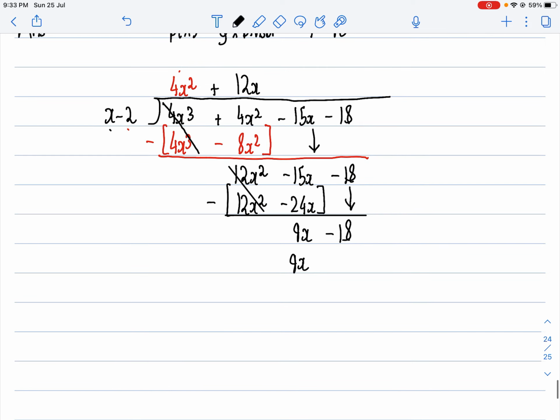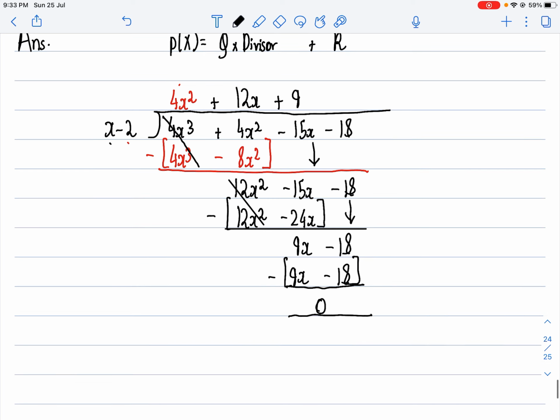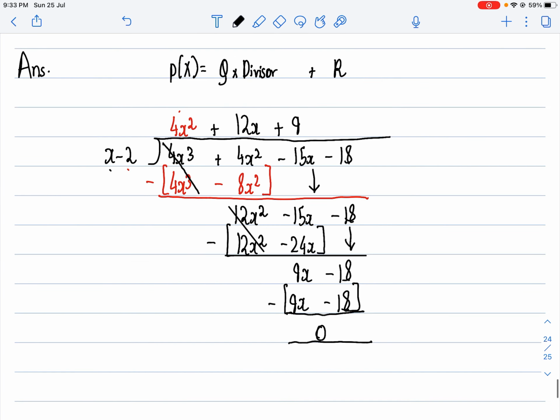Now I need a 9x here. So what should I multiply to x to get a 9x? I can simply multiply it to 9. And minus 2 into 9 is minus 18. When I multiply this full thing by negative, I get my answer 0, as everything cancels out. And it is justified, as I know x minus 2 is a factor. Correct? So now we've obtained the quotient.